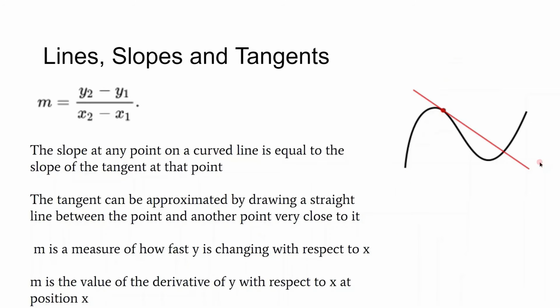The slope is a measure of how fast y is changing with respect to x, or in the case of our height time function, how fast the height is changing with respect to time, the velocity of the ball. We can approximate the tangent to our height curve at any point by picking a point very close to the point we're interested in and drawing a straight line between the two, and then we'll calculate the slope for that straight line.